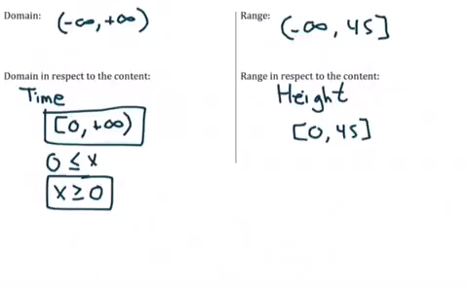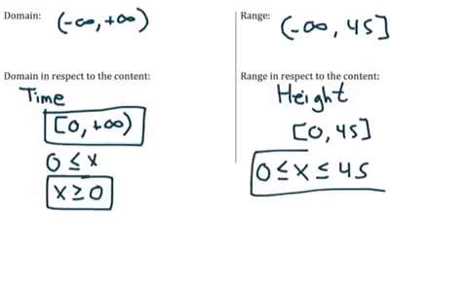And another way of saying this would be, let's do this, y has to be greater than or equal to 0, and less than or equal to 45. So both of these are saying the exact same thing. One is just in bracket and parentheses notation, and the other is in inequality notation. Okay, so that's it for this portion of the problem.